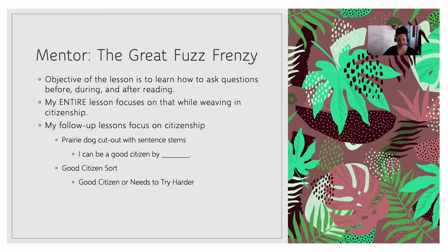My follow-up lessons, which you do not have to write, focused on the citizenship aspect of the prairie dogs. That's where we did the prairie dog cutout with the sentence stem, I can be a good citizen by, and the good citizen sort, where you had to sort in the T-chart with good citizen or needs to try harder. Those would be listed at the bottom of the reading comprehension lesson. You are not going to write up an individual lesson for both of those. Okay, so that's option 1.